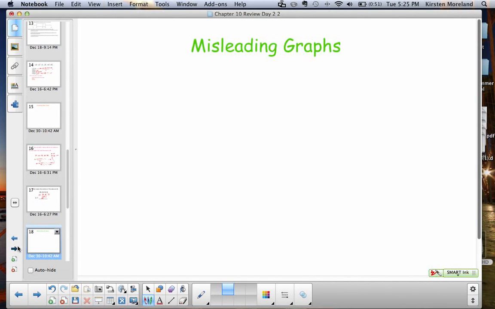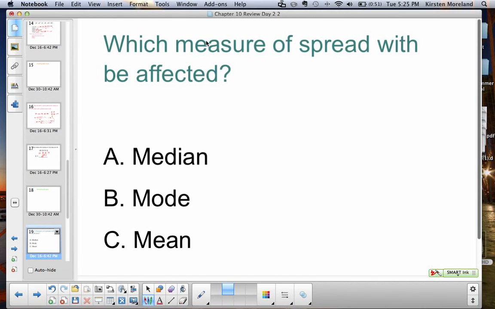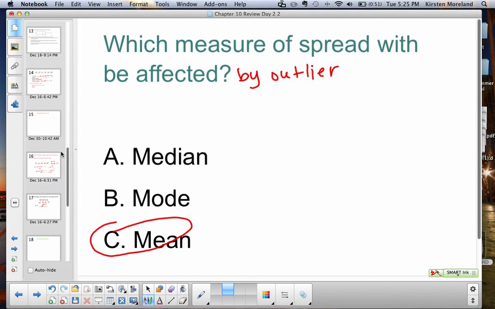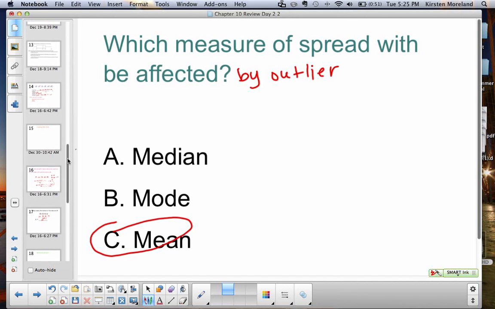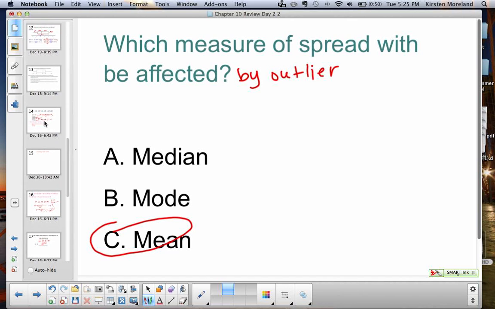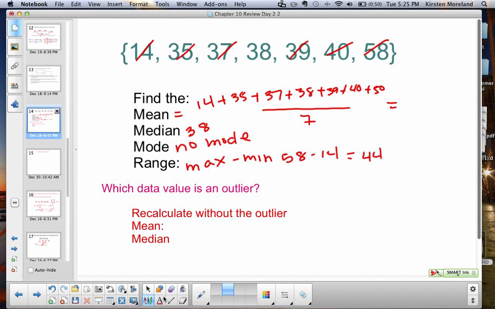All right, this last chunk is quick. I know the video is getting long, so which measure of spread will be affected most by an outlier? And that would be the mean. If I were to go back up here, I forgot to answer this, so we're going to go back to this one and talk about why.